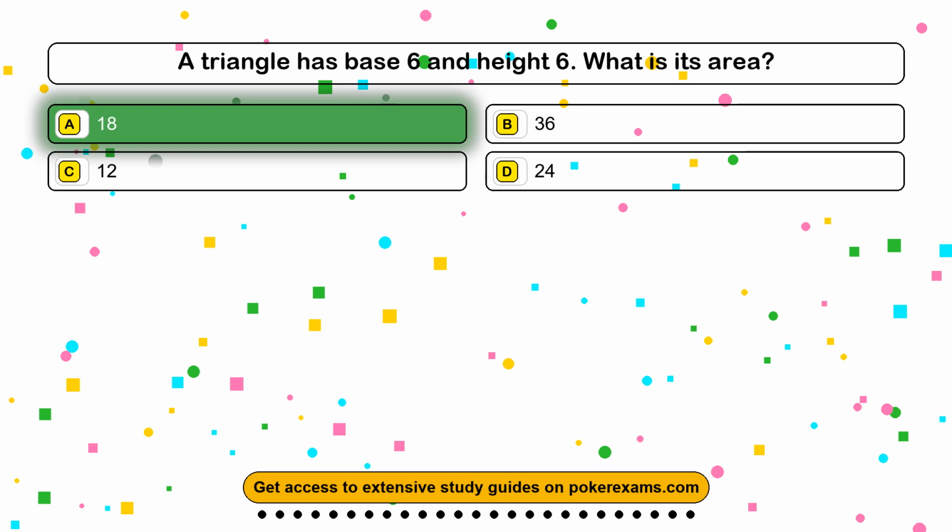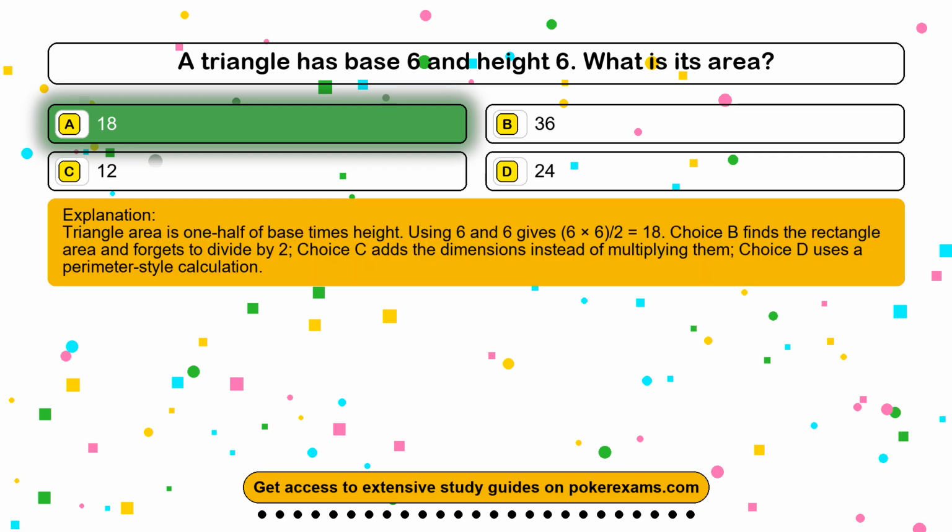The correct answer is option A, 18. Triangle area is one half times base times height. Using 6 and 6 gives 6 times 6, divided by 2, equals 18. Choice B finds the rectangle area and forgets to divide by 2, choice C adds the dimensions instead of multiplying them, choice D uses a perimeter-style calculation.